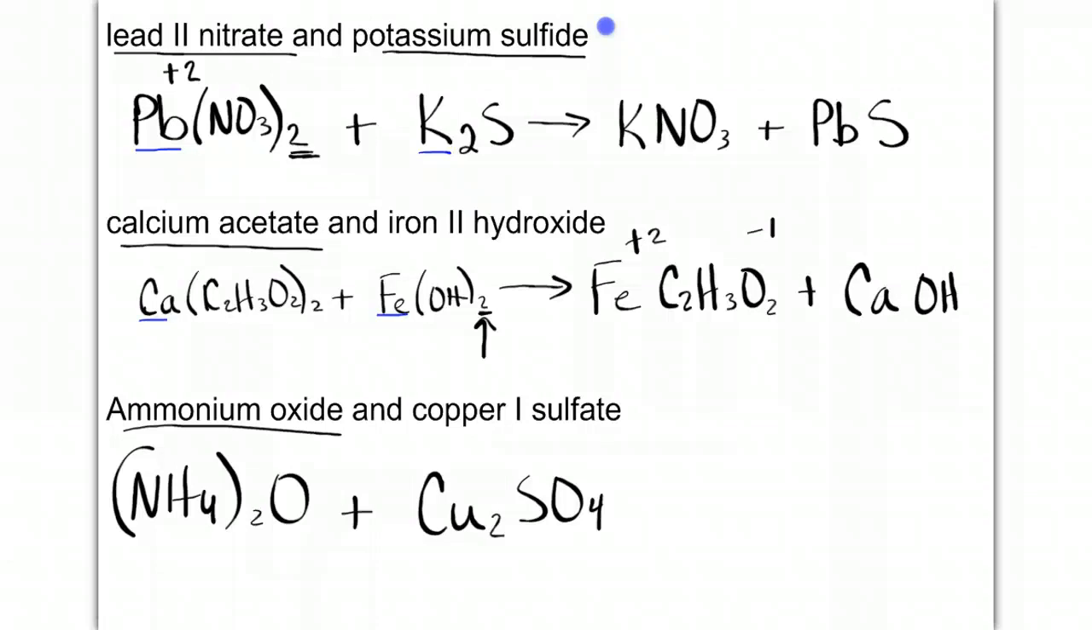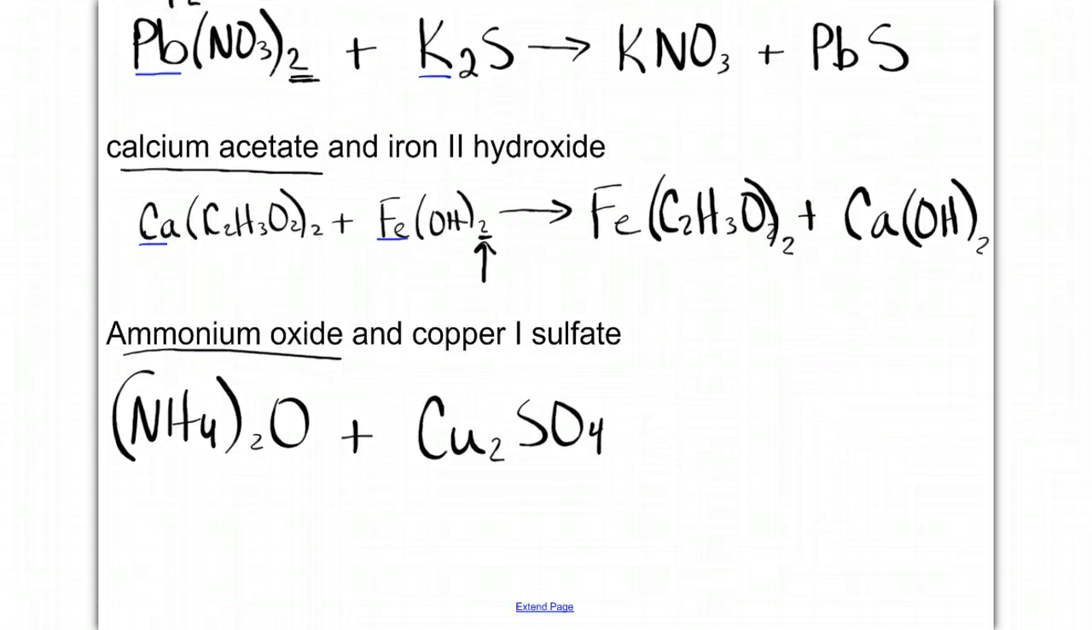Acetate is a -1, so I'll switch the charges, and I get a 2 here. And then calcium is +2, hydroxide is -1, and I'll switch the charges again. Erase my charges, and here's my final answer. The last example is ammonium oxide and copper 1 sulfate.